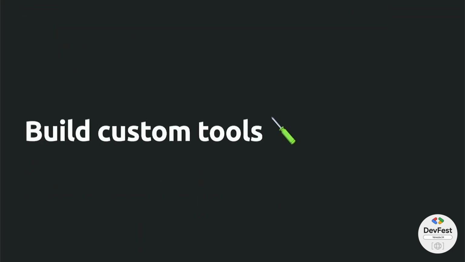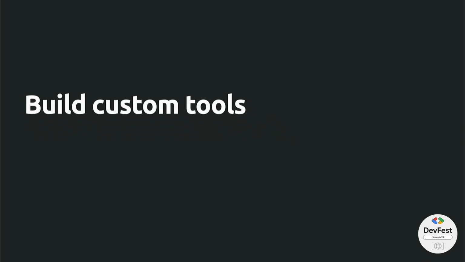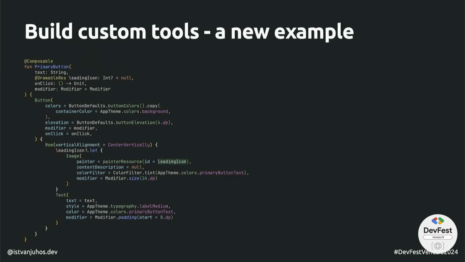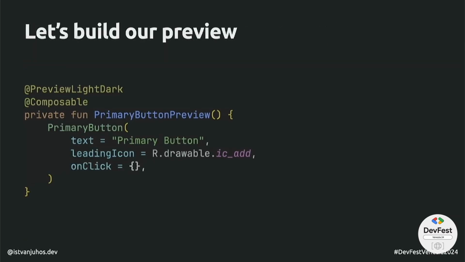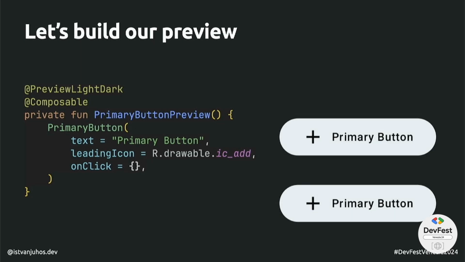The next hint is, let's build some custom tools for our custom needs. Here's a new example. You don't have to parse this code. I'll show you how it looks. It's actually a simple primary button. Most of you probably have that anyway. So here's a light and dark preview of the button. Really simple primary button preview. We call the primary button composable there. We add parameters to it as they should be, and we get these.